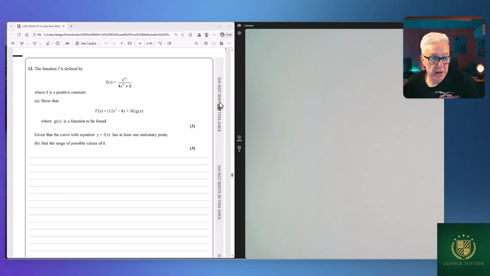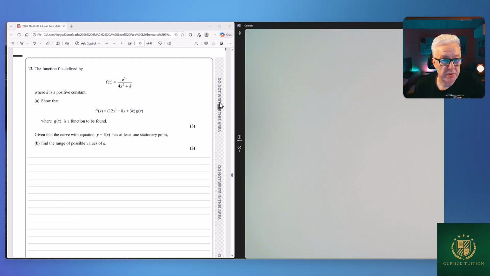Hello everyone, we've got here a quotient rule question. So it says the function is defined by f of x equals e to the 3x over 4x squared add k, where k is a positive constant. Show that f dashed of x is equal to 12x squared minus 8x add 3k times by g of x, where g of x is a function to be found, 3 marks.